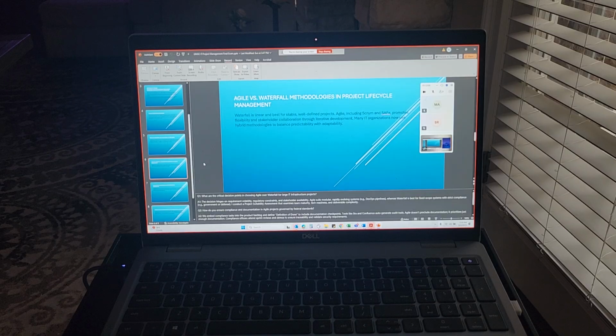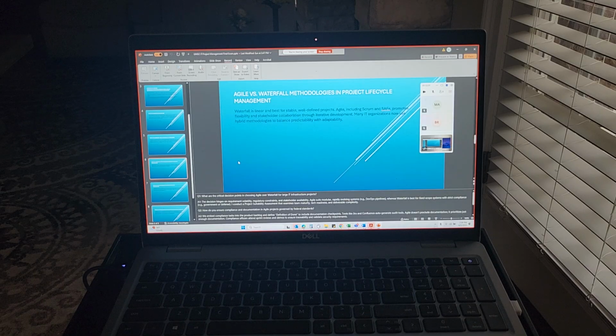All right, so our next topic is agile versus waterfall methodologies. Waterfall is linear and best for stable, well-defined projects. Agile, including Scrum and SAFe, promotes flexibility and stakeholder collaboration through iterative development. Many IT organizations now use hybrid methodologies to balance predictability and adaptability.